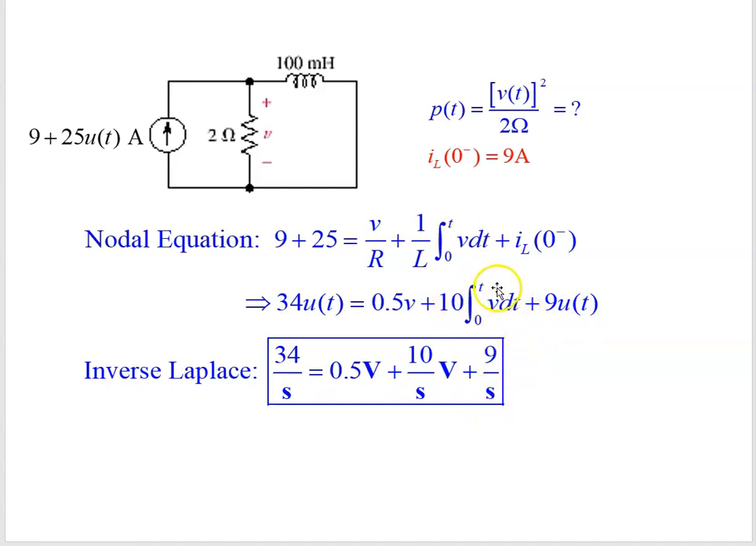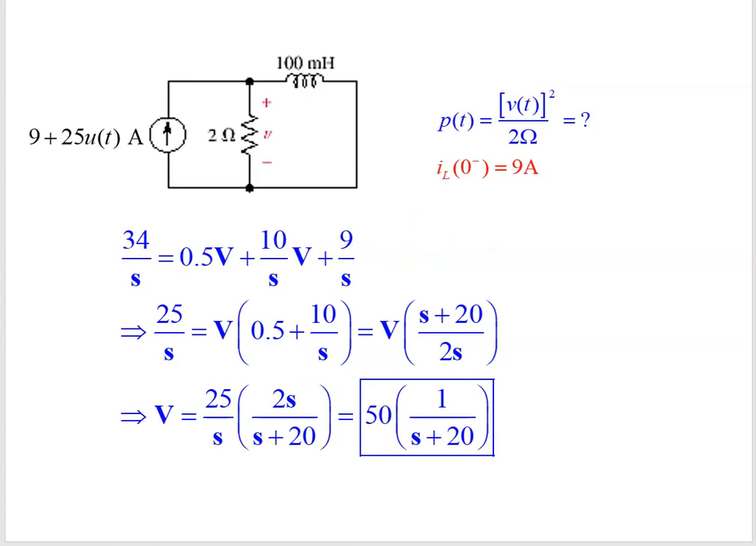The Laplace transform of our integration is the frequency domain voltage divided by s, and now we're multiplying that by 10, and this is just 0.5 times our frequency domain voltage, and 34 u of t gives us 34 divided by s. So that's our Laplace transform of this time domain equation. Very powerful technique that we can use here because we know the Laplace transform of the integral and the derivative. In this case, it's the integral we're using.